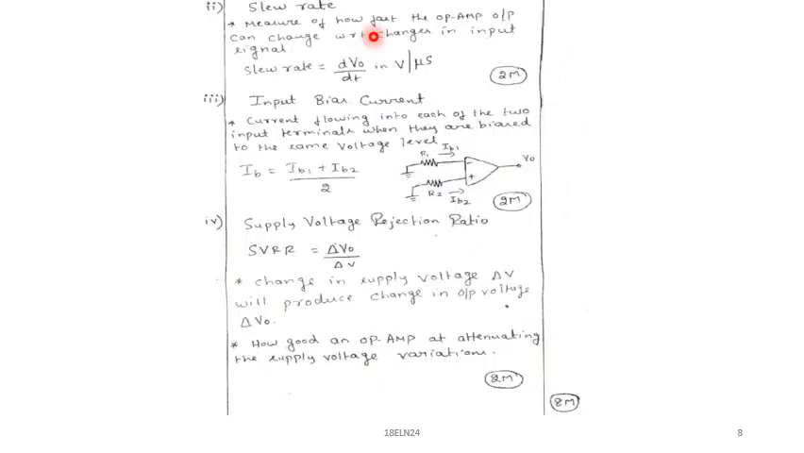Write down the definition for slew rate, what is slew rate, and write down the equation also. Definition and the equation, so 1 plus 1, that is 2. Input bias current, write down the definition, what is input bias current, and write down the equation for input bias current, it is IB1 plus IB2 divided by 2. So that is 2 marks again. Supply voltage rejection ratio, write down the definition and then the equation. So it is 2 marks. So 2 into 4, it is 8. 8 marks for these parameters.